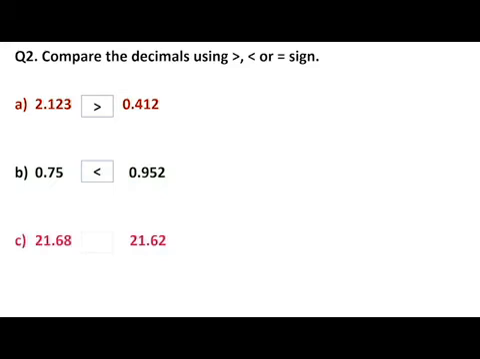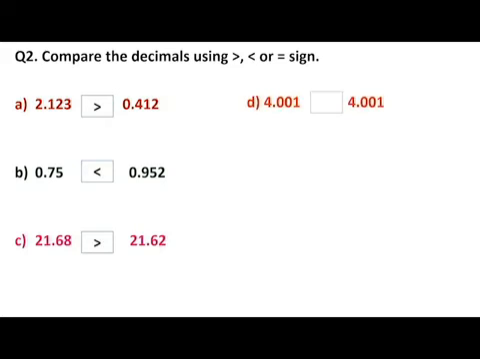Third question, 21.68 and here it is 21.62. First of all, we'll compare the whole number part. Both are having 21. Then we will move towards the decimal part. The tenths place is 6 and here also 6. So again they are the same. So we will move to the hundredths place value. Here it is 8 and here it is 2. So 8 is bigger than 2. That is why 21.68 is the bigger number.